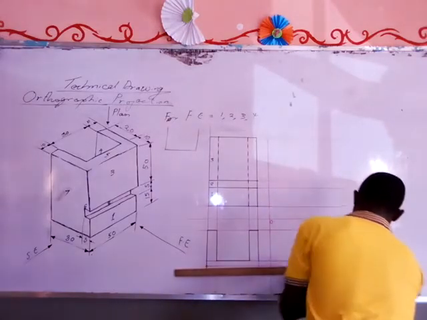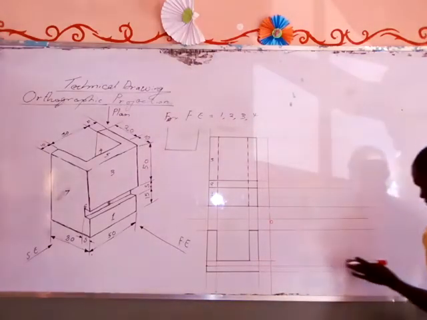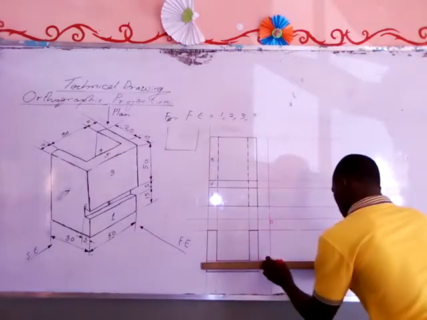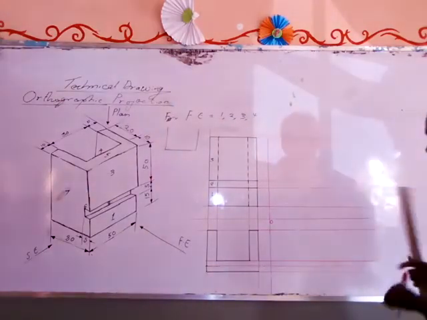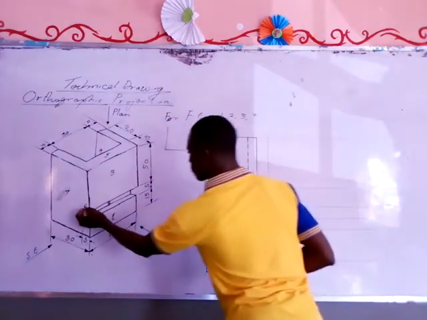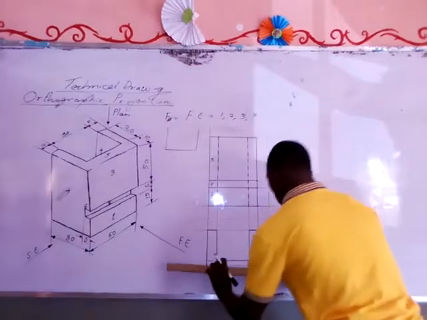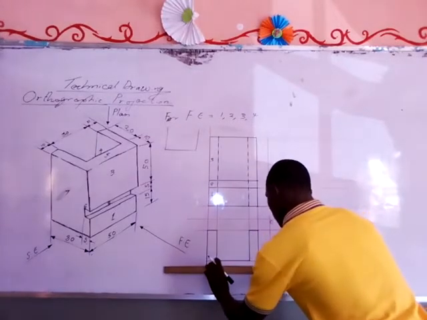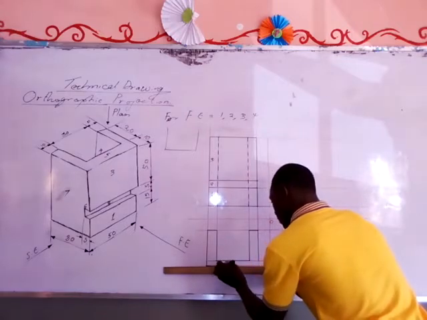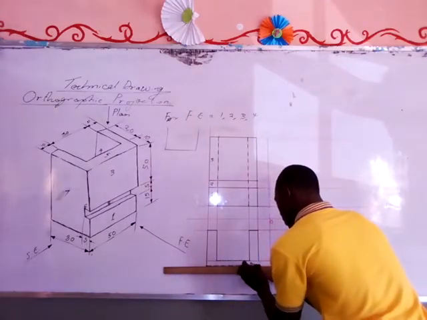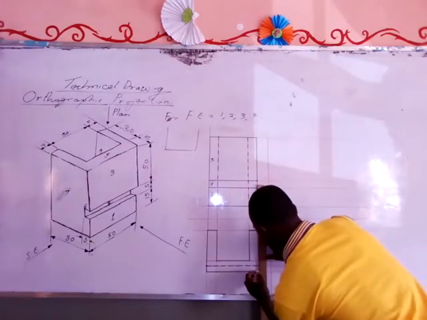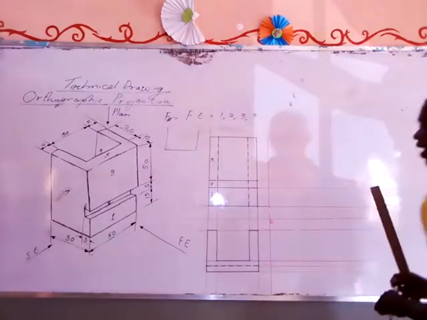So it goes. Alright, so I need to show it hidden. We start from here and move to the end of the object on the other side. Make use of short dashes now to show that. Alright, so we have the plan in place.